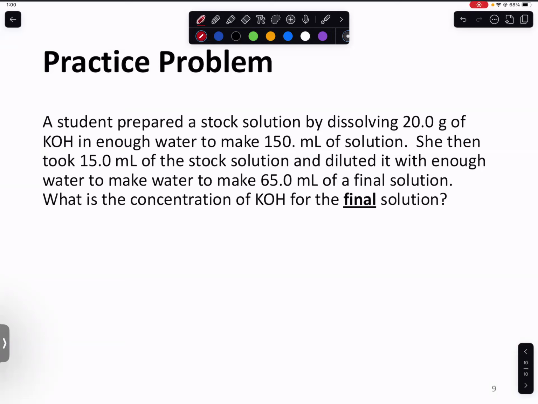Okay, so let's see. So the initial concentrated solution contains 20 grams of KOH. Okay. Now, when we are working with molarity, we need the moles. So first things first, I will convert this to moles by dividing by the molar mass of KOH. Okay?